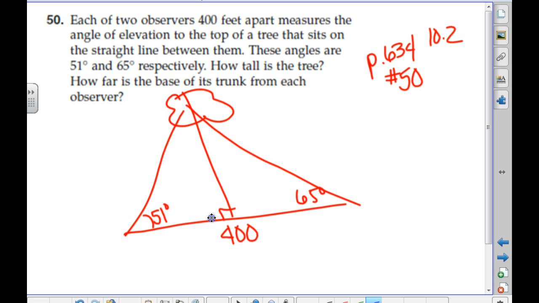We have to first treat it as a giant triangle and find one of these sides, either X or Y over here, and then we'll be able to find the height. You don't have to find both, but you need one, X or Y, and then you'll be able to find the height. When you treat it as a giant triangle, if you have a 51 and a 65, does that make it a 64 up there maybe? Yep. You did 64. Not math wrong, Scott.